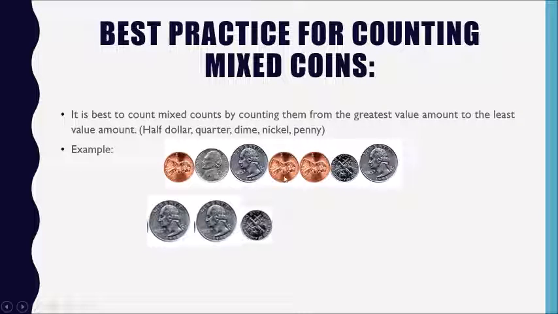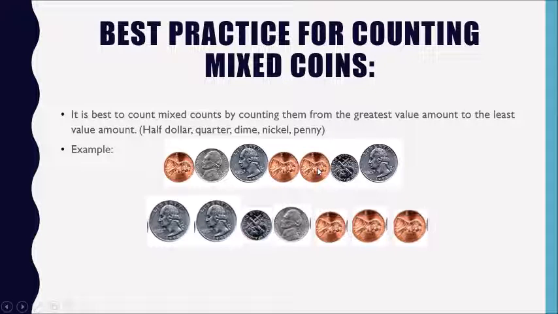Now I have a nickel and 3 pennies left, so I'm going to count the nickel next. And I know 1 nickel is 5 cents, so I'm going to count up by 5. So this is 60, 65. And the pennies are counted by ones, so that's very easy. We're just going to count up by ones. 66, 67, 68. So the total value of these mixed coins is worth 68 cents, or we can say $0.68.